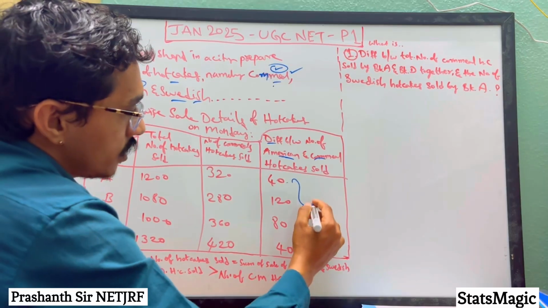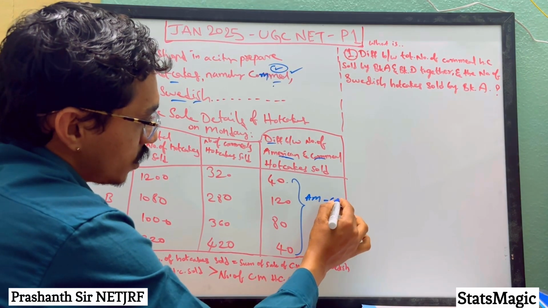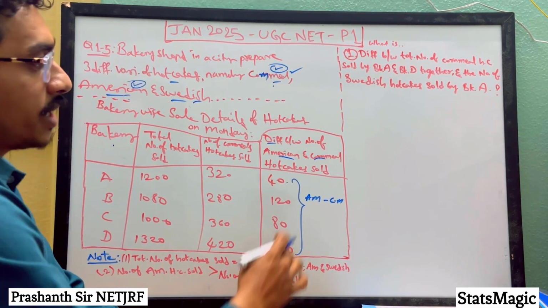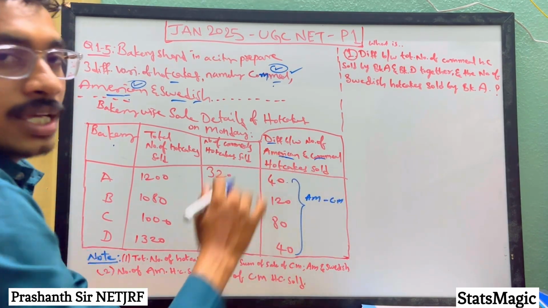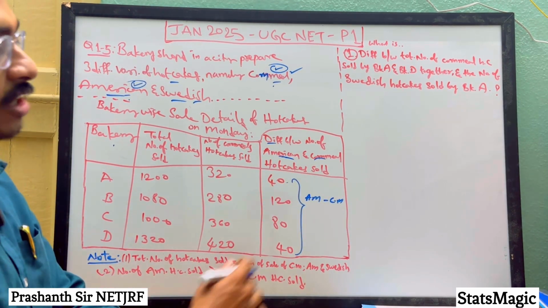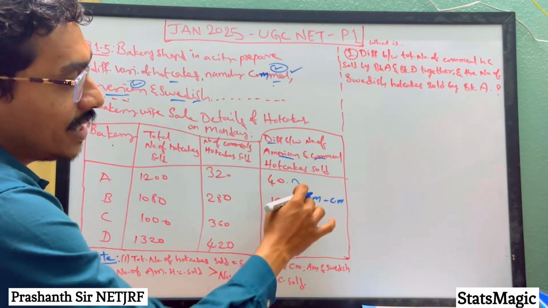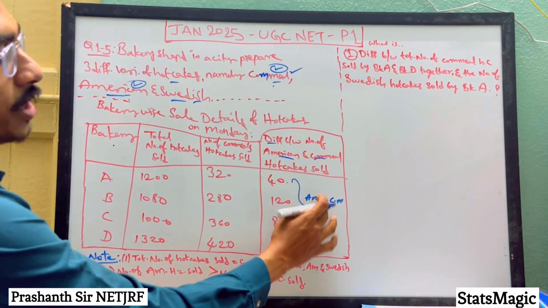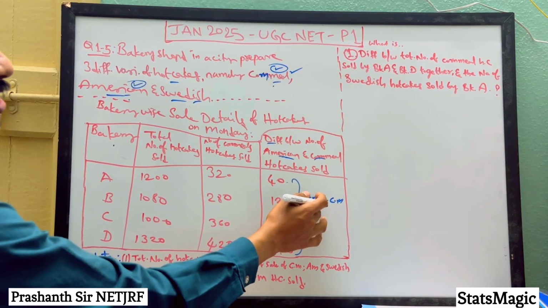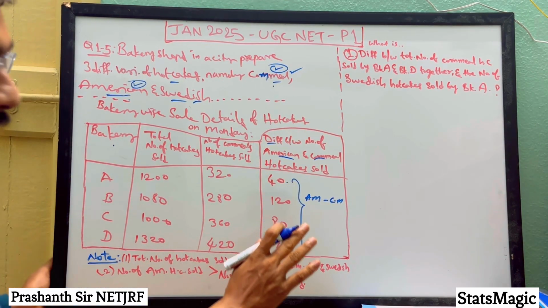These are always American minus cornmeal hot cakes because American is greater. Always they are saying American is greater. That's why it is AM minus CM, American minus cornmeal. If cornmeal were greater, then we would have to write it as CM minus AM, cornmeal minus American. Here it is American minus cornmeal. This is important because in the questions this becomes important, right? So this is the explanation part I have taken.